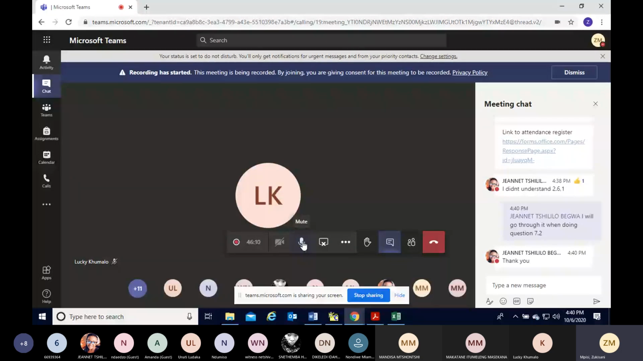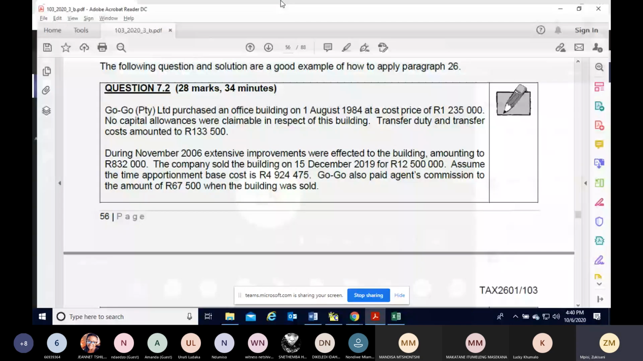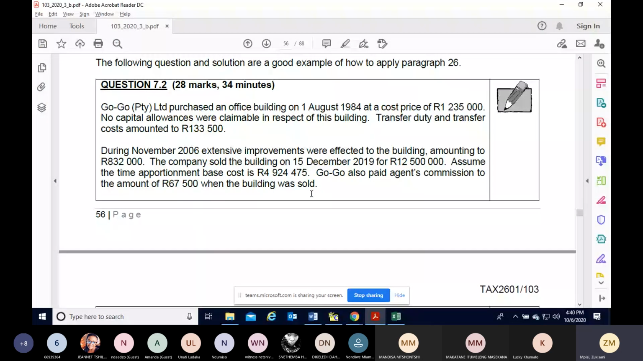All right. Let us quickly look at this 7.2. GoGo Pty Ltd. Very important to note, in CGT you'll always have to calculate CGT for a company. It purchased an office building on the 1st of August 1984. This is what triggers whether the base cost of an asset is after the 1st of October 2001 or before that date. The cost price was 1,235,000. No capital allowances were claimed in respect of this building.